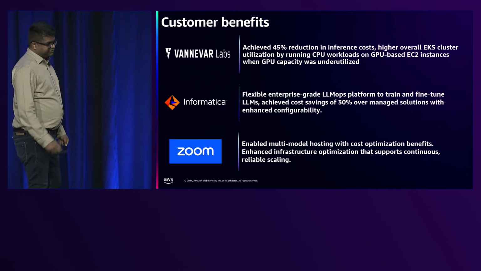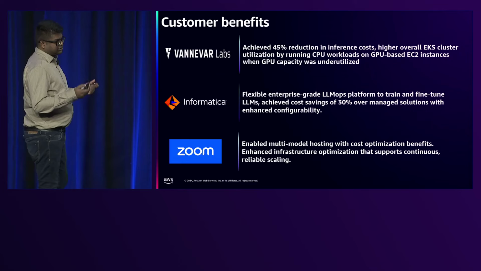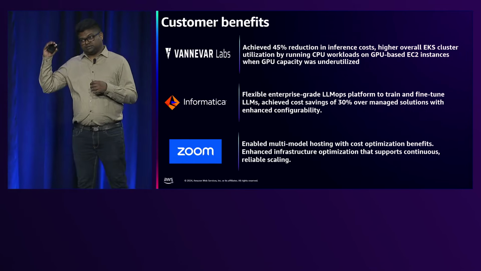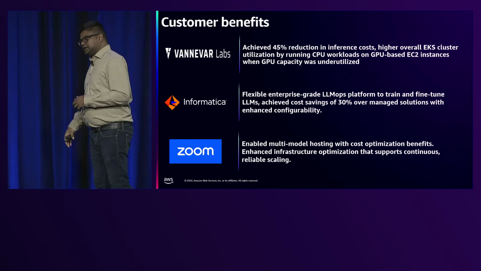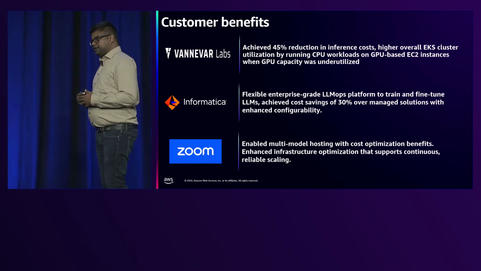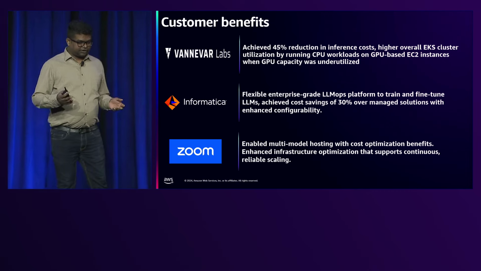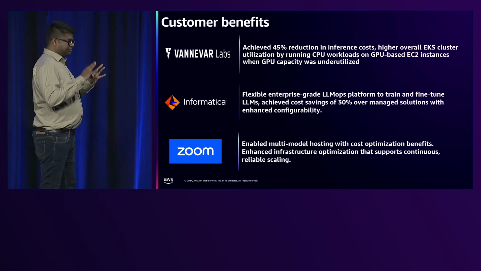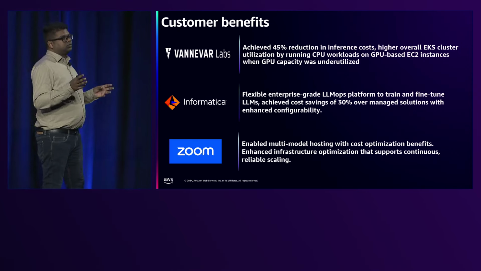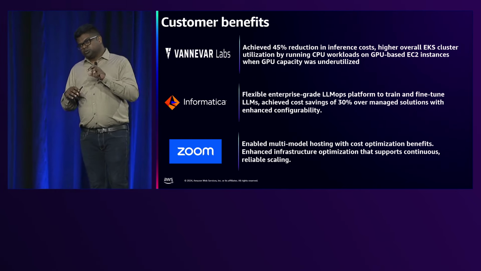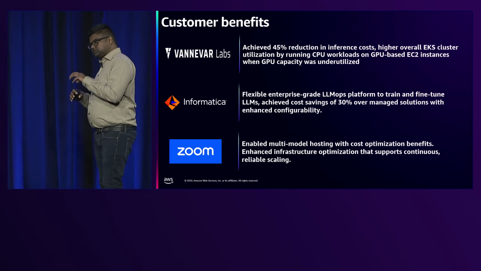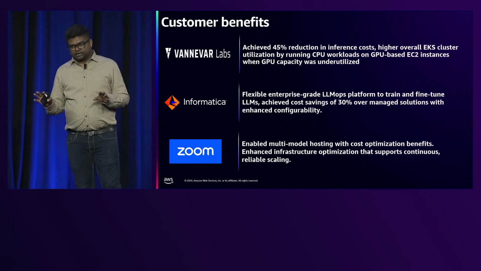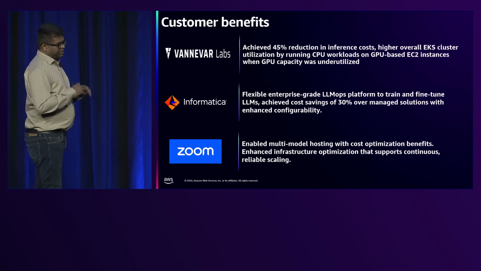Vanavar Labs is a defense tech startup. They supply unconventional intelligence to national intelligence agencies and defense departments, so they operate at the highest level of secrecy and data security concerns. They were able to utilize EKS and Ray and Carpenter together to achieve a 45% reduction in their inference costs. They did this by using mixed CPU and GPU instance types and scheduling CPU heavy workloads on GPU instances to utilize the underused CPU within the GPU instances. So overall, they increased their GPU utilization by a huge margin.